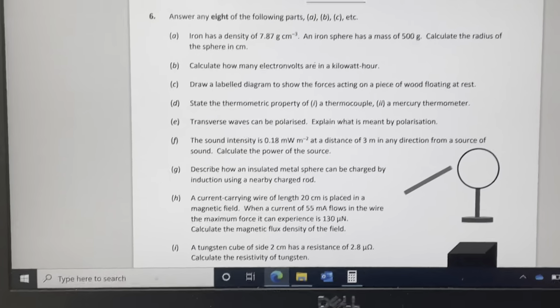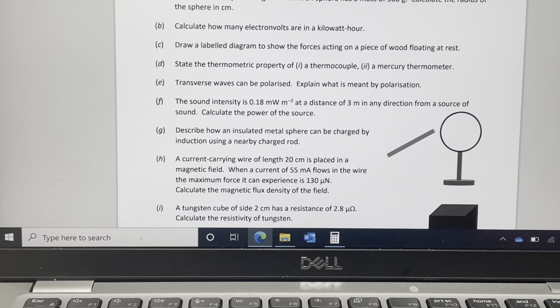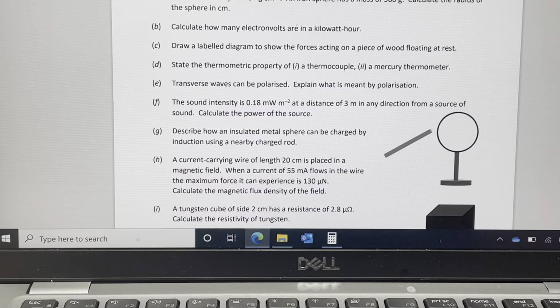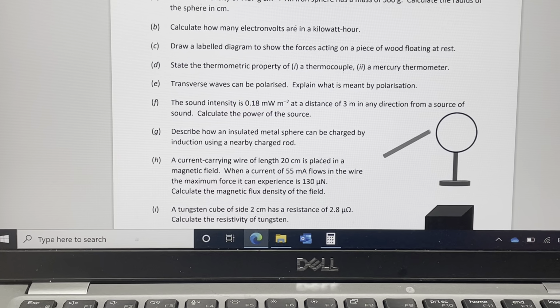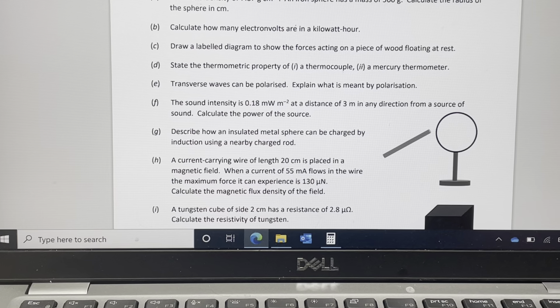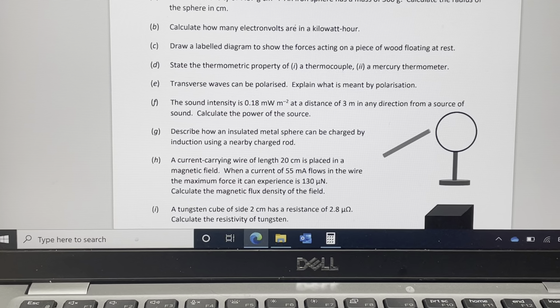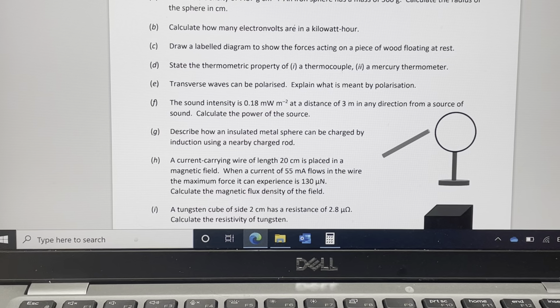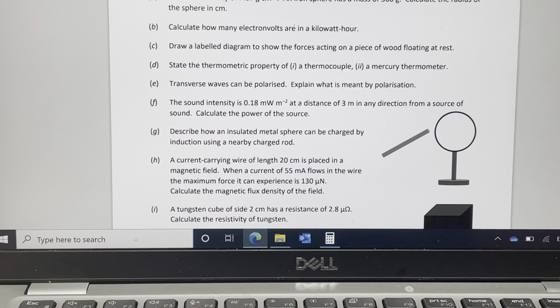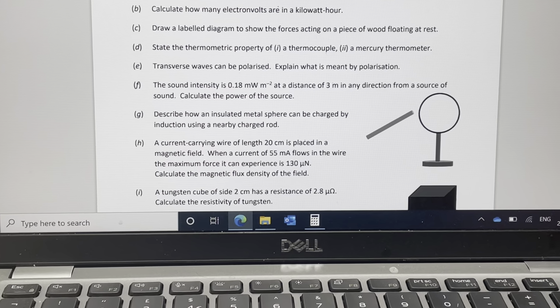Current carrying wire of length 20 centimeters. So length is equal to 20 centimeters. Let's get the units right. So that's 0.2 meters. Placed in a magnetic field, F is equal to BIL here. When a current of 55 milliamps flows, and where the maximum force it can experience is 130 micronewtons, calculate the magnetic flux density.